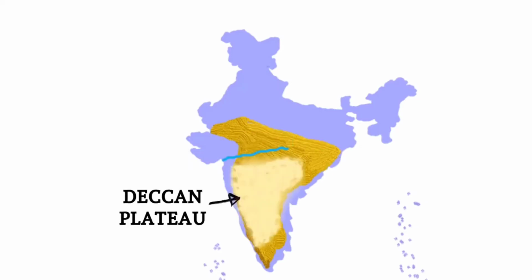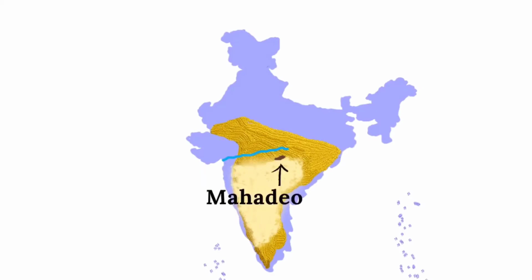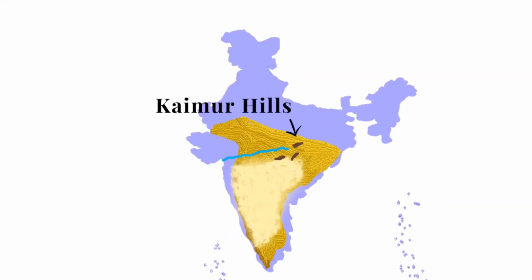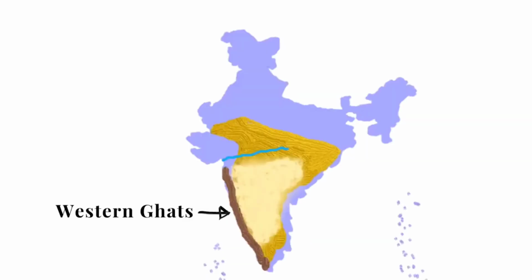The Chota Nagpur Plateau gives many iron contents to our nation. The Deccan Plateau is what we call the rich mineral plateau. The Satpura, Mahadev, Maikal and Kaimur ranges are the important mountains in the plateau ranges. Then there are the Meghalaya Plateau and Karbi Plateau, which are listed in places like Nagaland and Manipur.